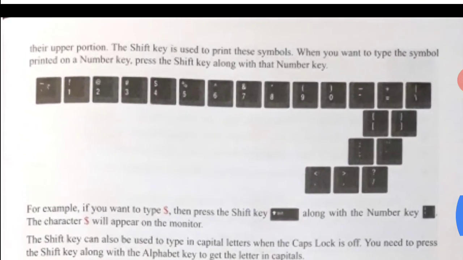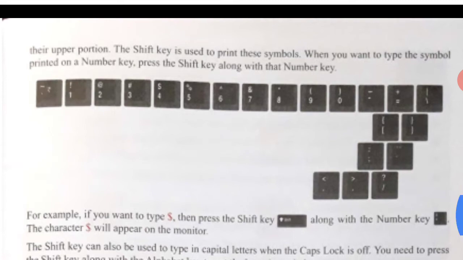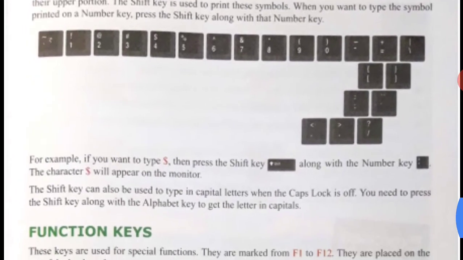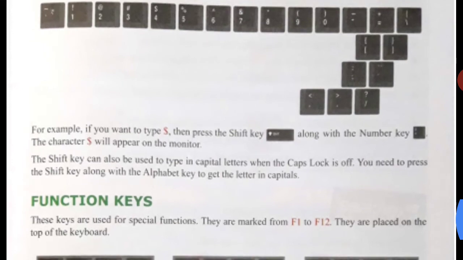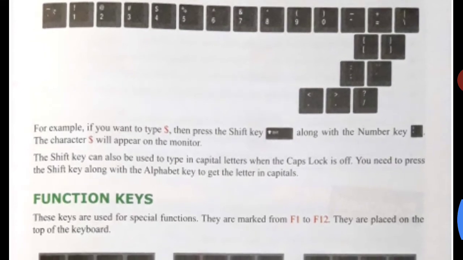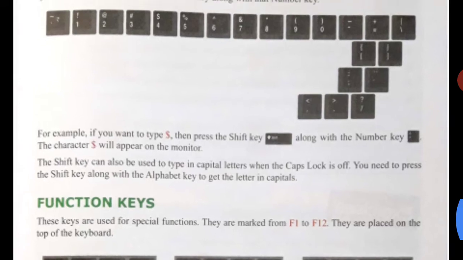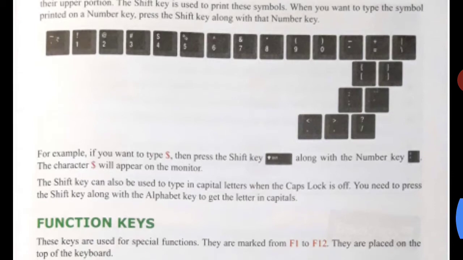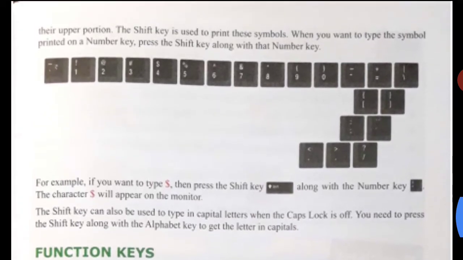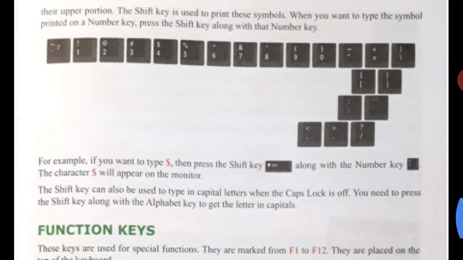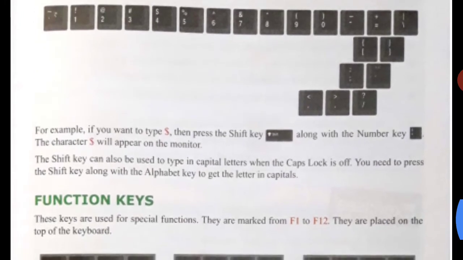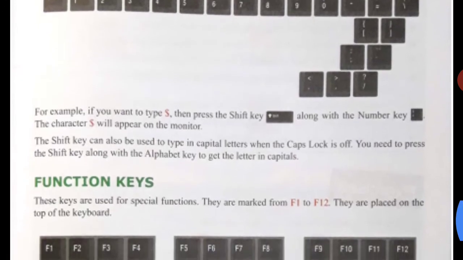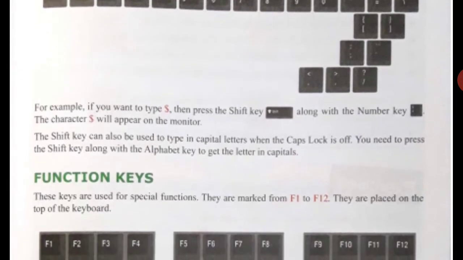Okay. Now see here, these are the symbols. Here the symbols are shown. For example, if you want to type dollar, then press the shift key along with the number key. Now see here, 4 is written at the top and the dollar sign is there. So you will press the shift key along with the number key. The character dollar will appear on the monitor.